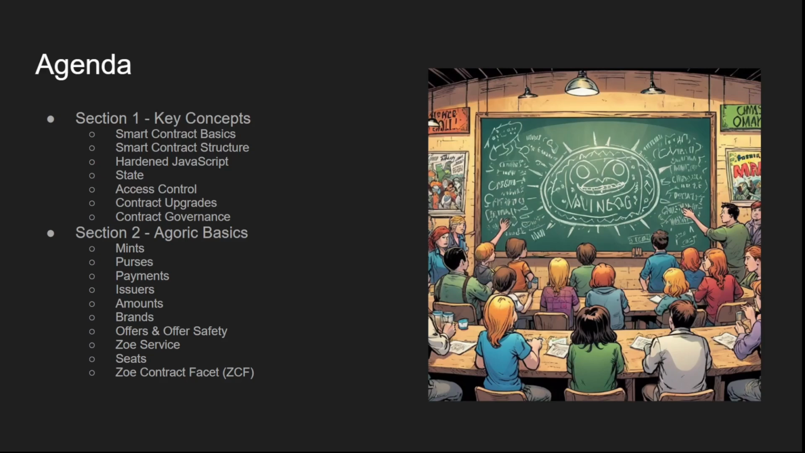And then we'll delve into the Zoe service, which is crucial for deploying and managing smart contracts. Finally, we'll talk about seats and the Zoe contract facet, which are essential for interacting with and managing smart contracts in Agoric. By the end of this first module, you should have a clear understanding of these fundamental concepts and be well equipped to start working with Agoric in your own projects. Let's proceed to the first section and start with the basics of Agoric smart contracts.